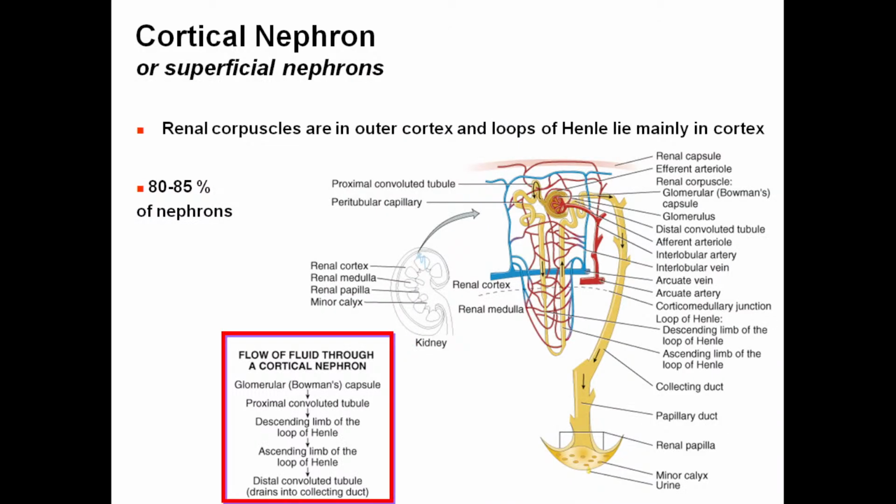So here you can have a closer look at the cortical nephron, how it looks. As I told you, these are the most numerous nephrons that we have in the kidney, and the renal corpuscle is in the outer cortex, and the loop of Henle is very short. It does not descend deep into the medulla.